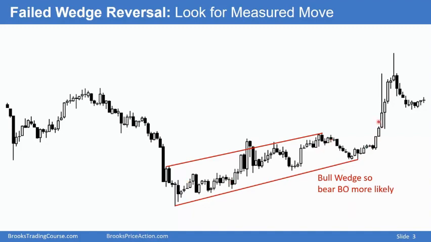Bull channel, bear flag. Odds are there'll be a bear breakout. However, sometimes you get a bull breakout above a bear flag. And when the breakout's strong, you're expecting at least a couple legs up, 1 pullback, 2, and probably a measured move up.